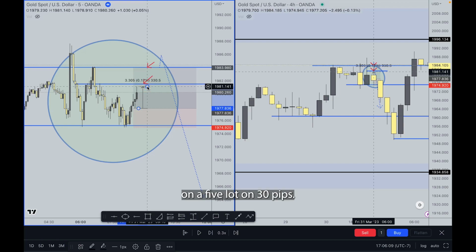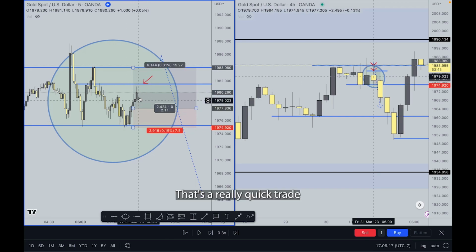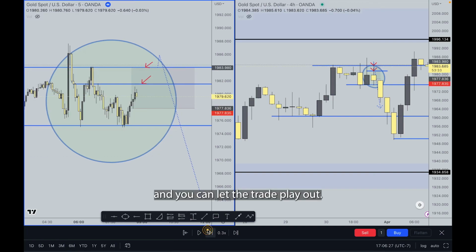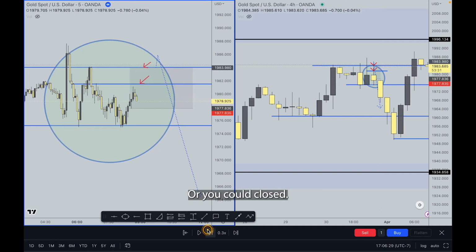On a 5 lot, on 30 pips, that's $1,500. On 1 lot, that's $300. On a 0.1, that's $30, okay? That's a really quick trade in 10 minutes. All right, counter trend trades are quick, but they are more risky. So after this point, after pushed up like that, you're going to go break even, and you can let the trade play out, or you could have closed.